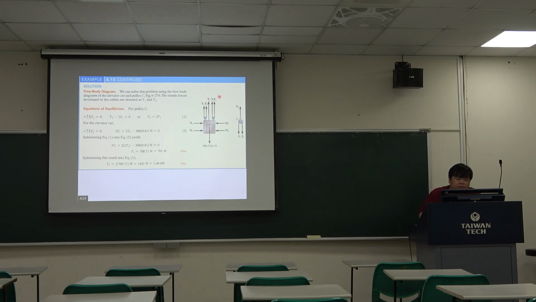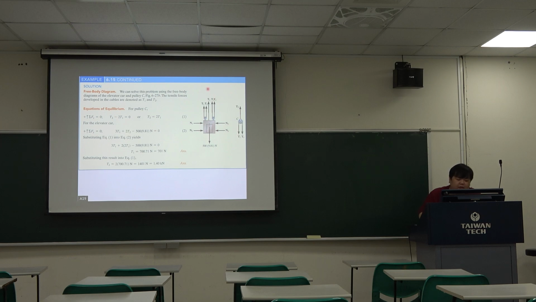When we finish the free body diagram, then we can use the equations of equilibrium. So we focus on pulley C first, then we do the summation Fy because there is only y direction force. So we do the summation Fy equals 0 first. Then we know T2 is equal to 2T1. And when we focus on the elevator car, because N1 is equal to N3 and N2 equals N4, we don't care about this part.